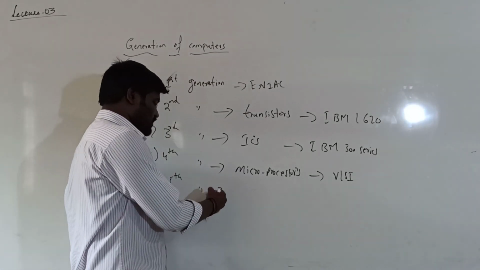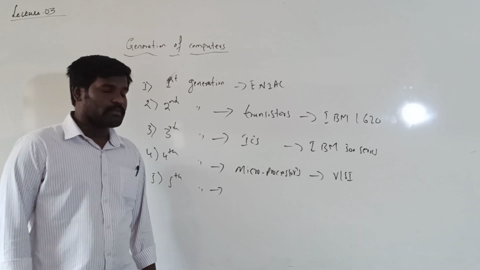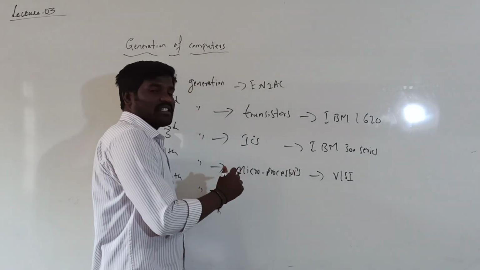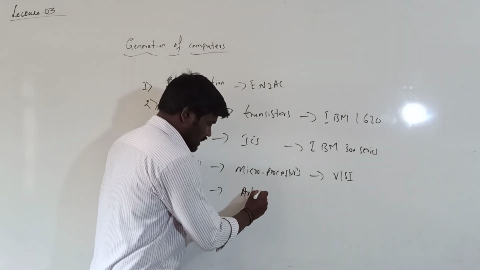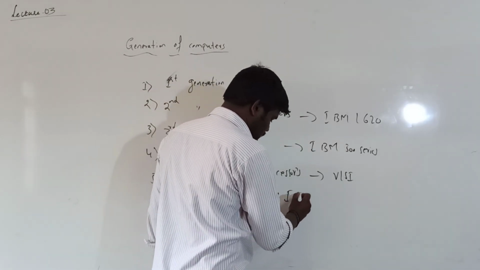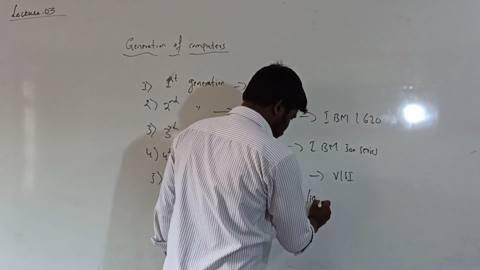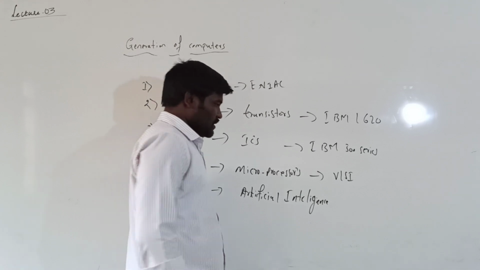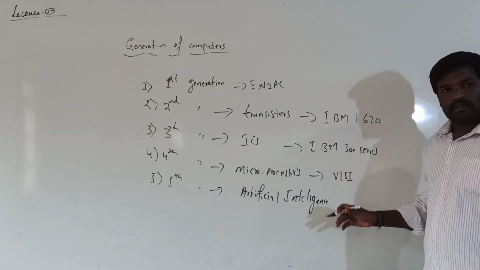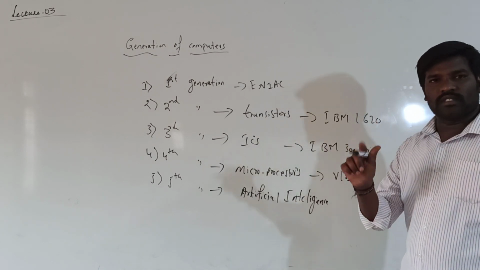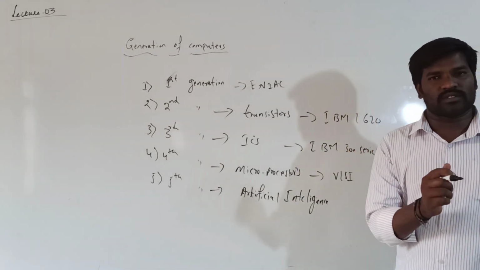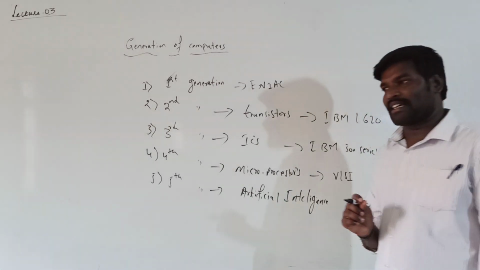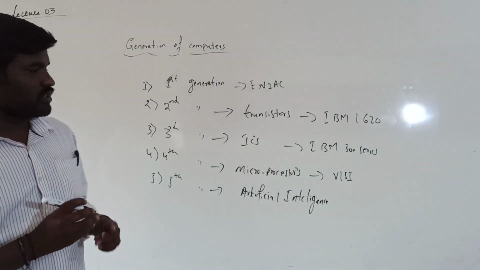And the last one is the fifth generation. The fifth generation computers are mainly related to artificial intelligence, because it consists of 1000 to 2000 or 5000 transistors in a single IC. And it uses ultra large scale integrated circuits.